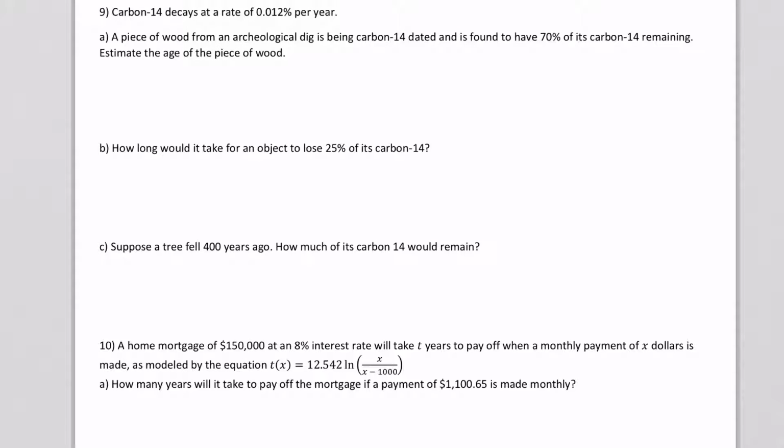Alright, problem 9. Crushing through this. I think this is a sick problem.